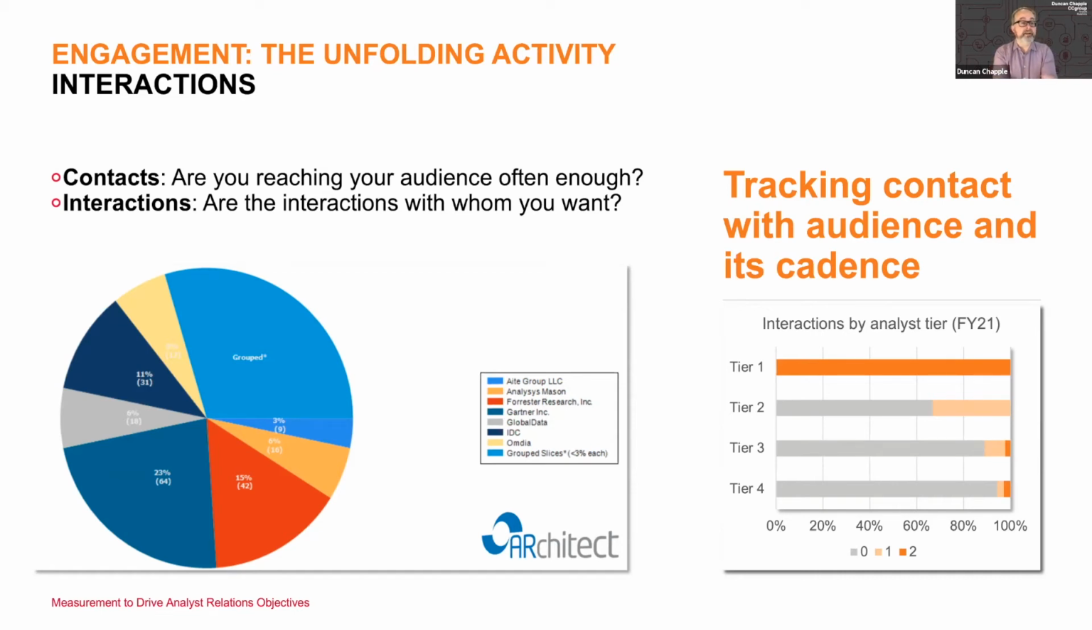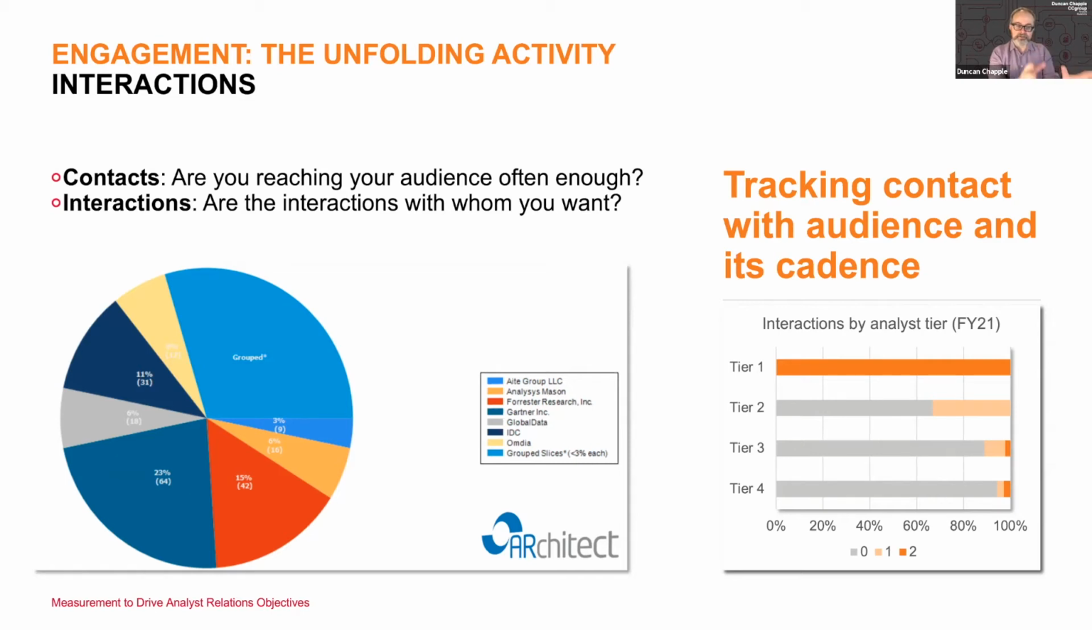So one really important thing to know is just, are you doing the interactions that you intend to do? And are you spending your time with the people you want to spend it with? So for example, here's a chart to show, with this client, they're spending 23% of their time with Gartner and 15% with Forrester and 11% with IDC. And well, those numbers feel right to me. I'm pretty comfortable about that. I hope the client is comfortable as well.